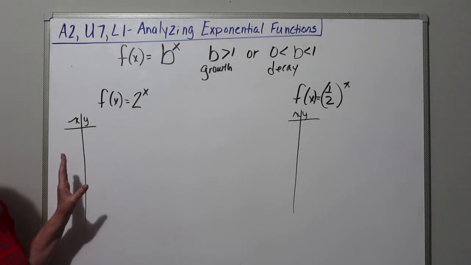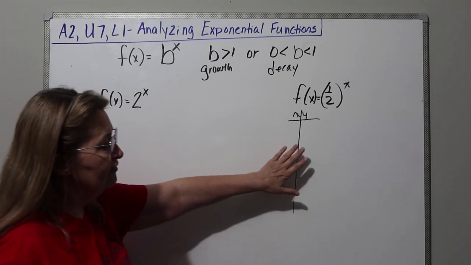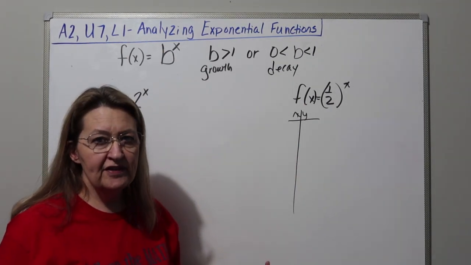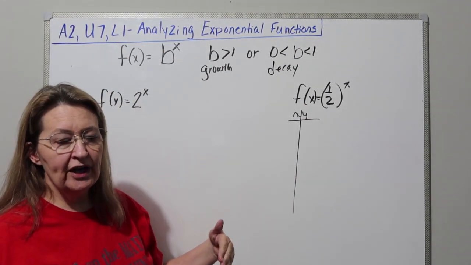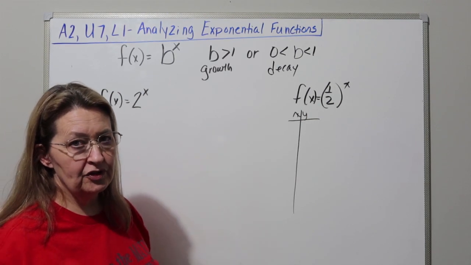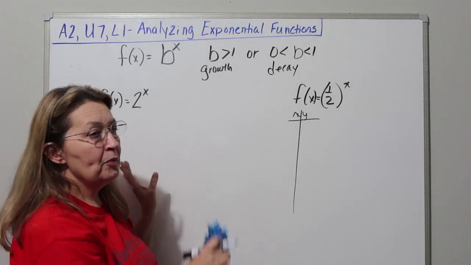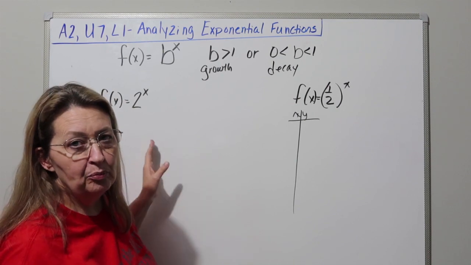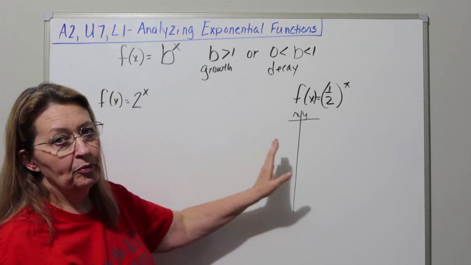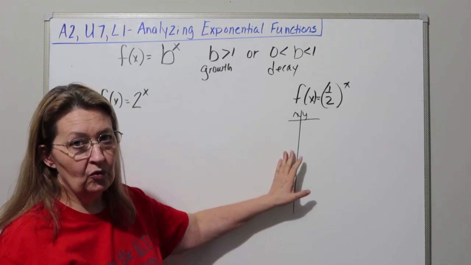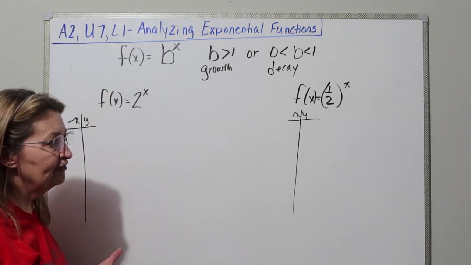Let's just look at one growth function and one decay function. We're just going to make a rough graph of it so you can kind of see the general characteristics of an exponential function. So remember, these are the only two possibilities that we have. Either b is greater than 1 or b is in between 0 and 1. So how do you graph a function?